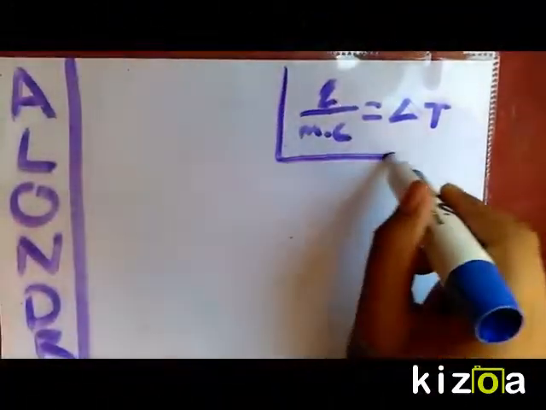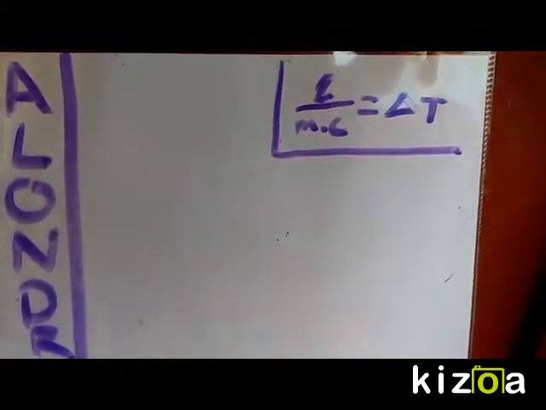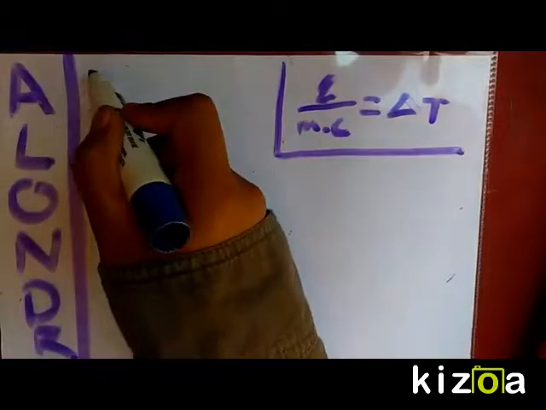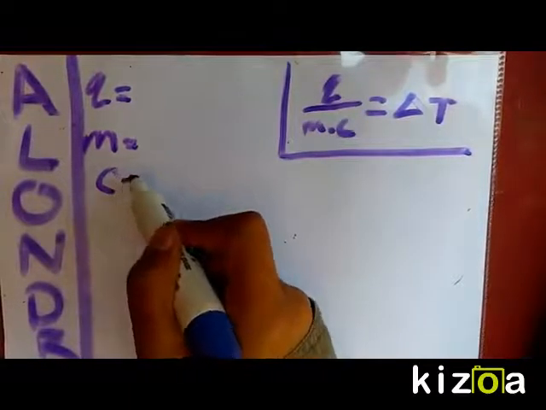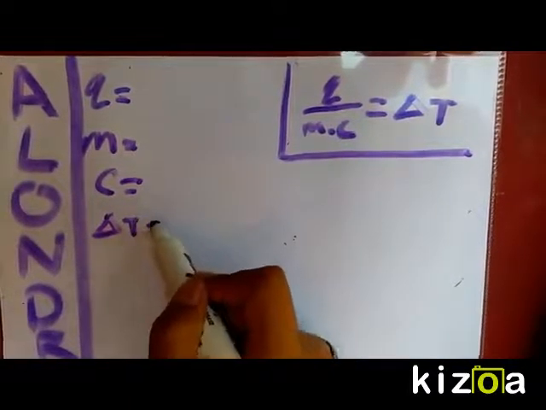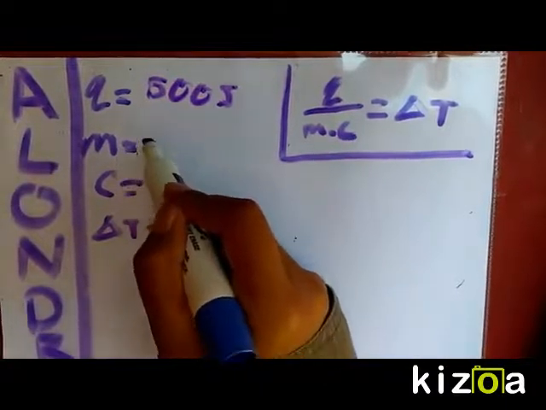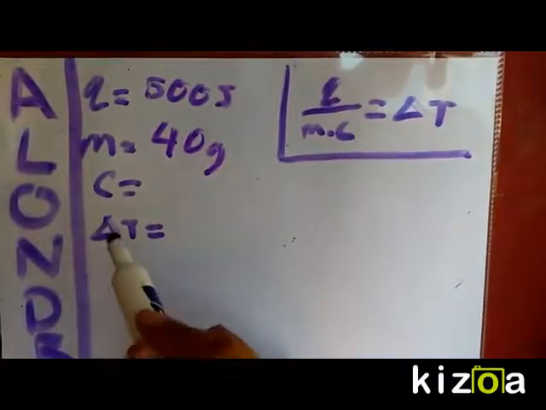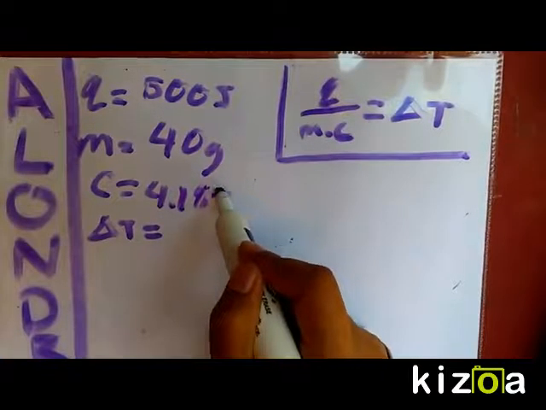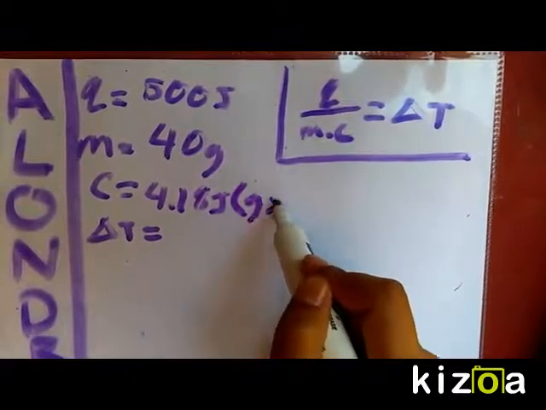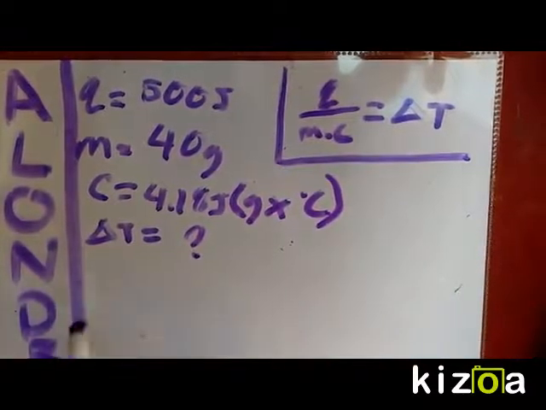So we have this equation to solve for triangle T, and we need the variables, and from the problem we get the variables. We get Q, mass, C, and triangle T. Q is 500 joules, mass is 40 grams, and C is 4.18 joules per gram times Celsius, and we're trying to find triangle T.